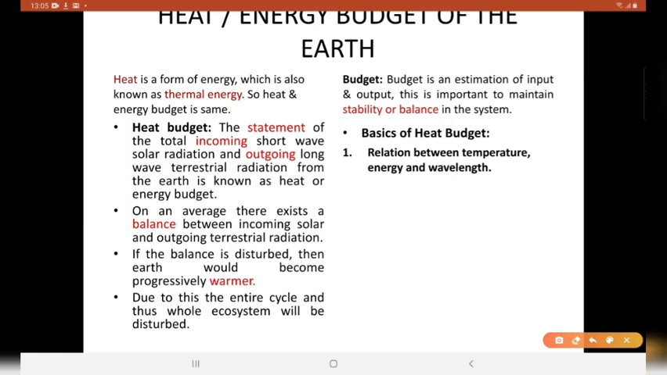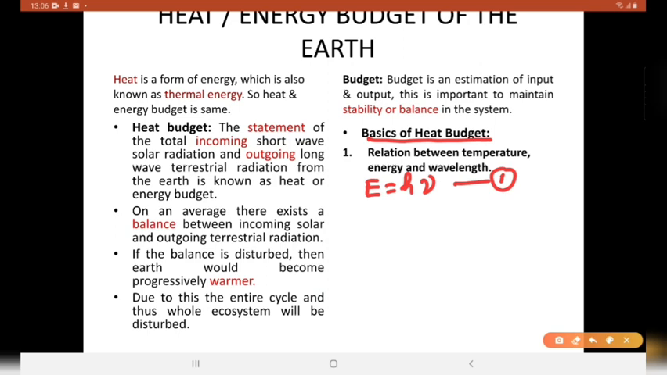Now, there are certain things you need to know for a better understanding of the heat budget of the earth. This I will cover under basics of heat budget. The first thing is the relation between temperature, energy and wavelength. We can think of radiation either as waves or as individual particles called photons. The energy associated with a single photon is given by E = hν. This is equation 1, and here E is the energy associated with the photon, h is Planck's constant and ν is frequency. The value of h is 6.626 × 10^-34 joule second.